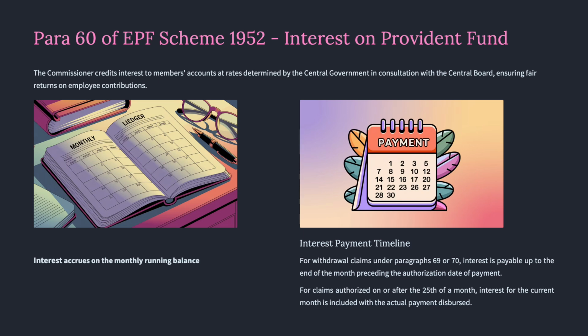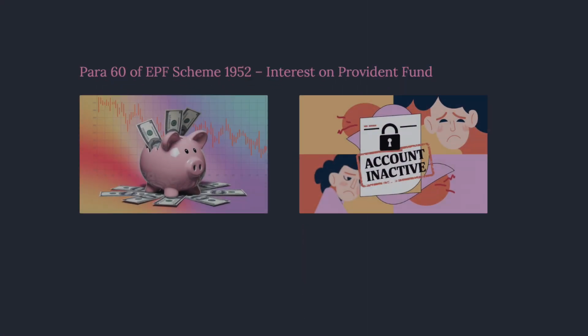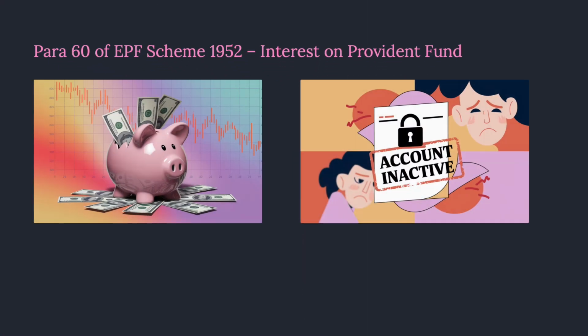Interest accrues on the monthly running balance. Interest payment timeline. For withdrawal claims under paragraph 69 or 70, interest is payable up to the end of the month preceding the authorization date of payment. For claims authorized on or after the 25th of a month, interest for the current month is included with the actual payment disbursed. Para 60 of EPF Scheme, 1952. Interest on Provident Fund.